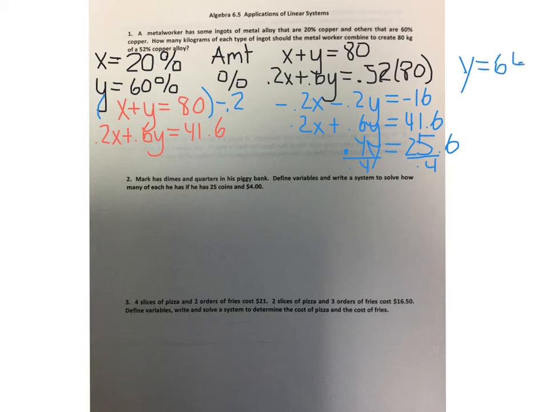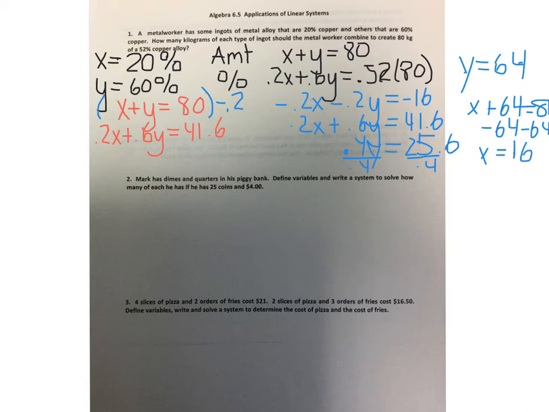Then I can plug back into either equation. I'm going to plug into the top one just because it looks easiest. So I'm going to have x plus 64 is equal to 80. If I subtract off 64, we're going to get x is equal to 16.